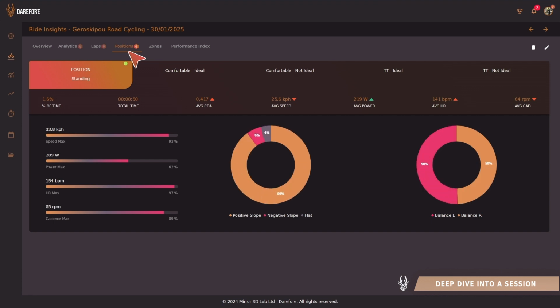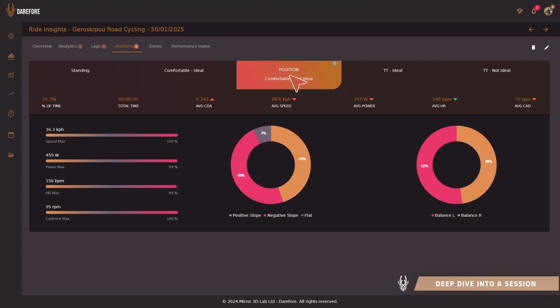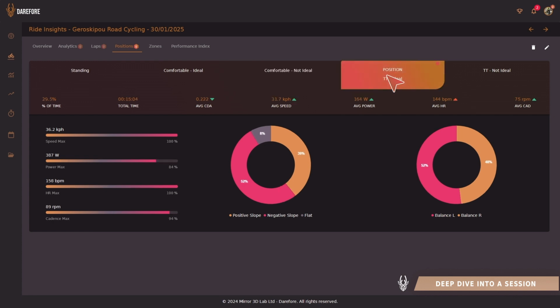Next, let's explore the Positions tab. For each position, you can see the percentage of time spent in that position, the total time, average CDA, average speed, average power, average heart rate, and average cadence. For example, it shows that 29.5% of the ride was spent in the TT ideal position with an average CDA of 0.222. This information helps you understand how your effort was distributed across different intensities and positions.